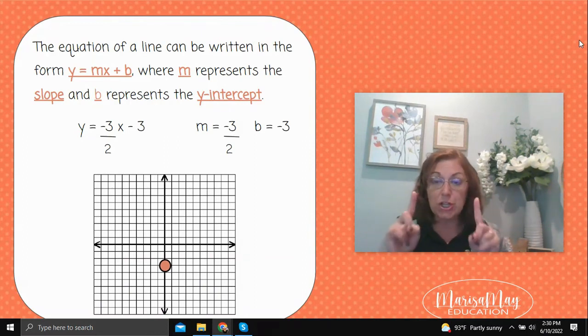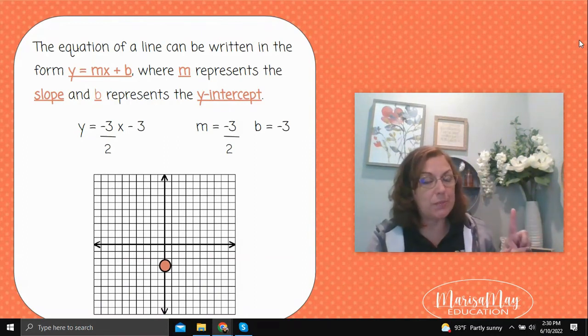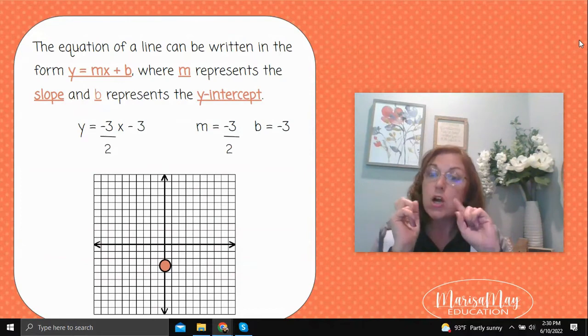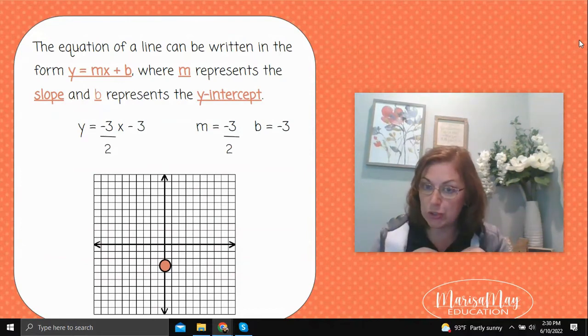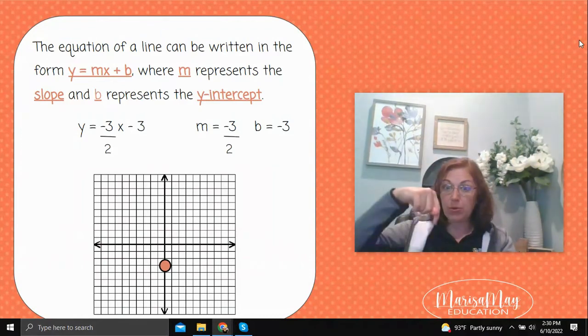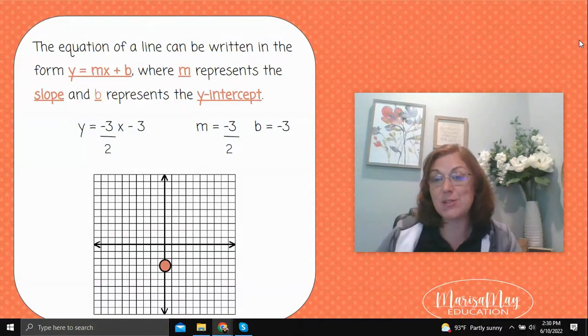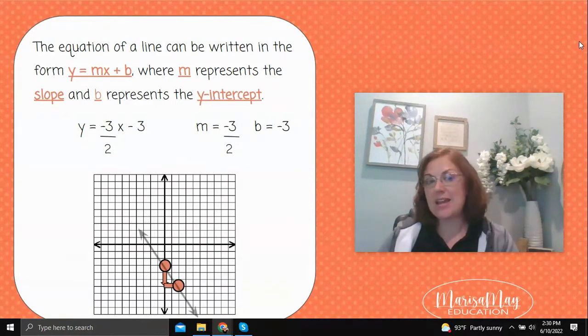Now think about our slope. We just worked with our slope being a fraction, -3/2 here. So which direction am I going 3? Which direction am I going 2? Well, the 3 is negative, so we're going down 3 and right 2 from this y-intercept. So I'm going down 3, there it is, right 2, and there's my second point, and now I'm ready to graph.